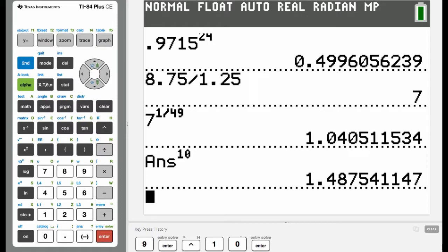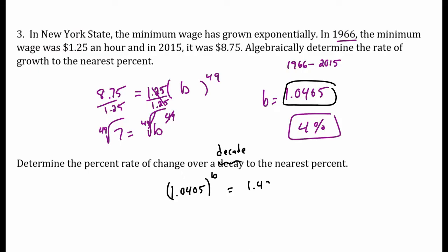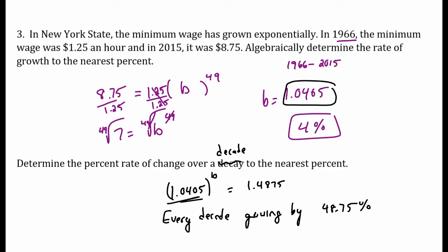1.4875. So that tells me every decade we're growing by 48.75%. Every decade, I'm going to grow by 48.75% because I've got the yearly rate here. So if I want to know what it is every 10 years, I'm just going to plug a 10 into that exponent. If I was working backwards and I had the decade rate and wanted to get the yearly rate, I'd do a 1/10 power on this side. So it depends if you want to make that base bigger or smaller, depending if you want to make the time period longer or the time period shorter.